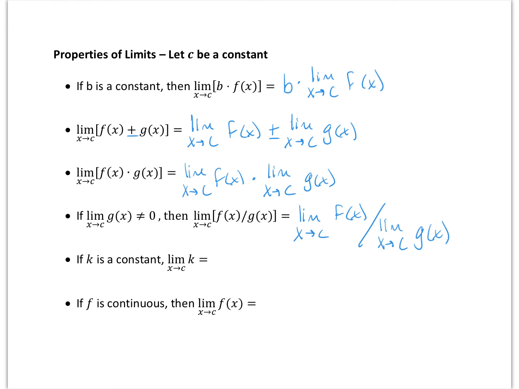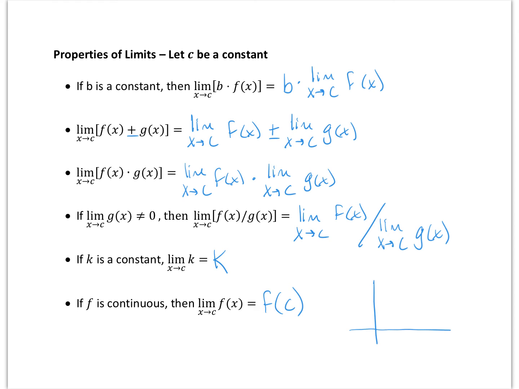Now, if k is a constant, the limit as x approaches c of k is k. The function is always k. The y value on a constant function is always k. So wherever you put the ants, the y values are never changing. They're always k. And if f is continuous, then the limit as x approaches c of f of x is f of c. Okay, so you can just use the y value of the function when it's continuous.